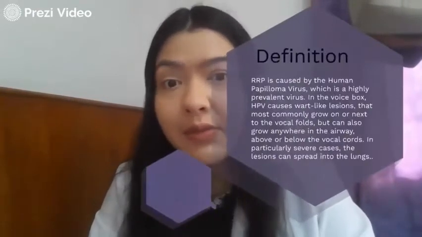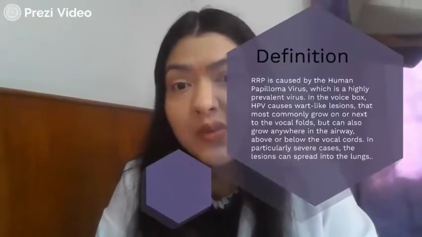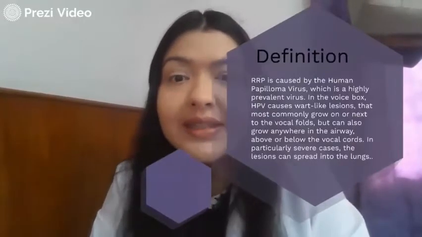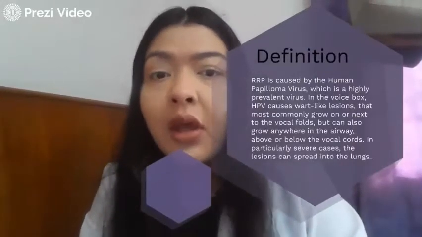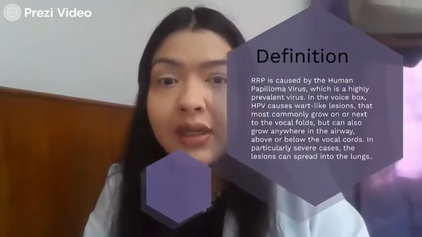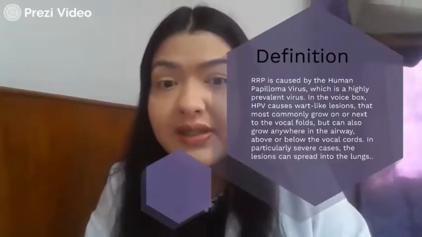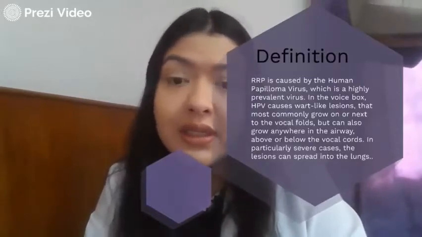RRP is caused by the human papillomavirus, which is a highly prevalent virus. In the voice box, HPV causes wart-like lesions that most commonly grow on or next to the vocal folds, but can also grow anywhere in the airway, above or below the vocal cords. In particularly severe cases, the lesions can spread into the lungs.